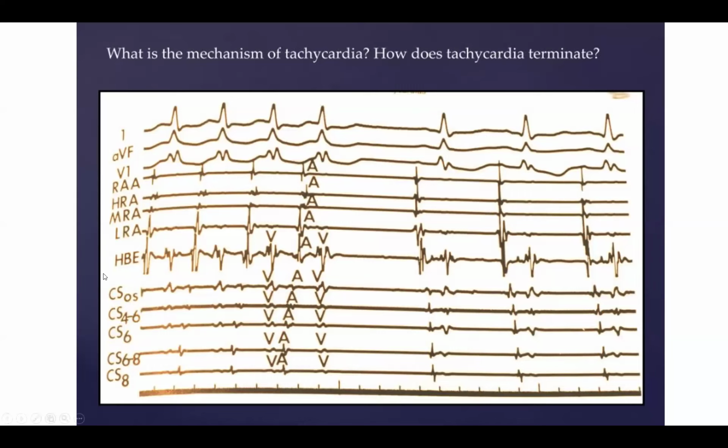Just to remind you that for some reason there's a couple of RA catheters in this patient, but the coronary sinus, this is the mouth of the coronary sinus or the os of the CS, and this is the distal CS here. And you can see here, these 4 beats are the tachycardia beats, and these are afterwards. So what do you think?